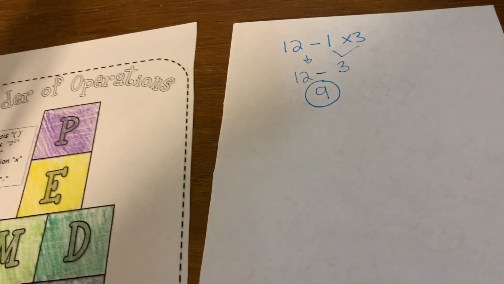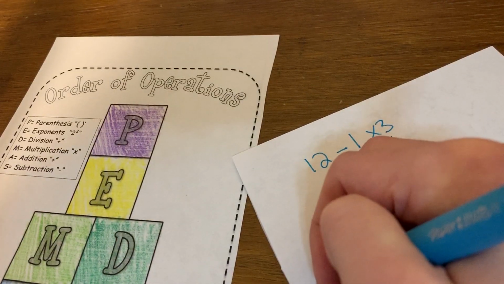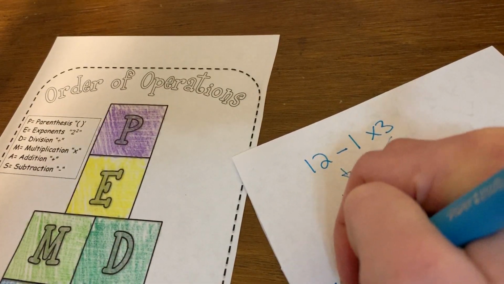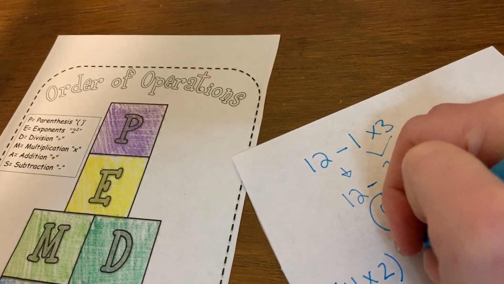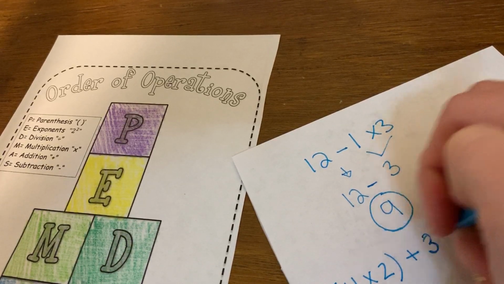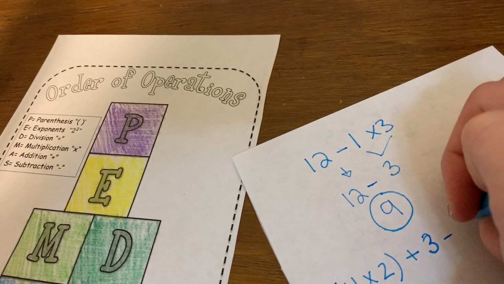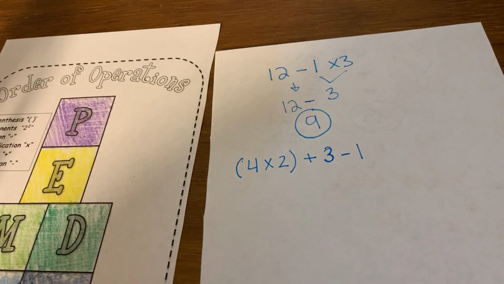Okay, I'm going to show you one that's a little bit more complicated, and I want you to go ahead and solve it on your own. So we're going to do 4 times 2 plus 3 minus 1. Go ahead and try that one.